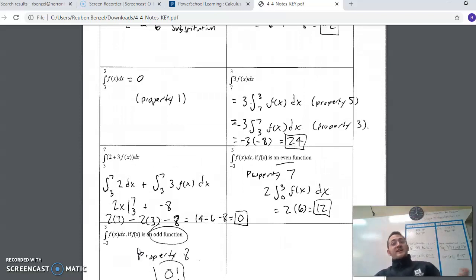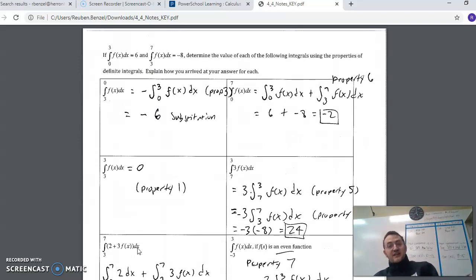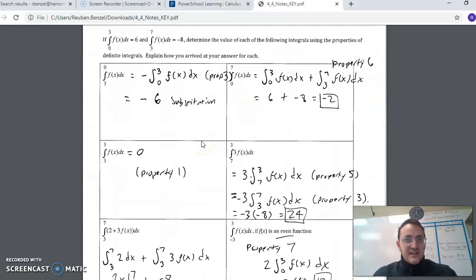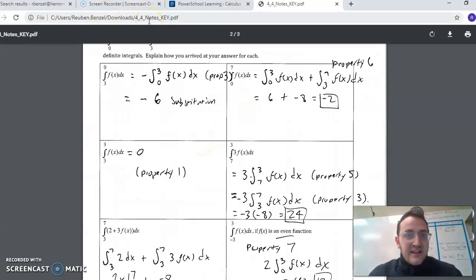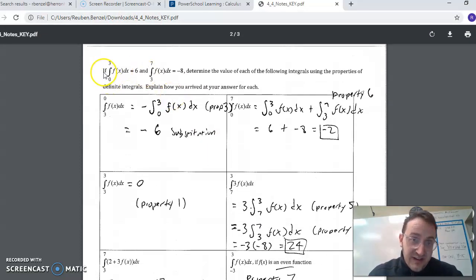So our typical test question in section 4.4 involves looking at integrals. And I give you integrals that we know. So like the integral of this function f from 0 to 3 is 6. And from 3 to 7 is -8.